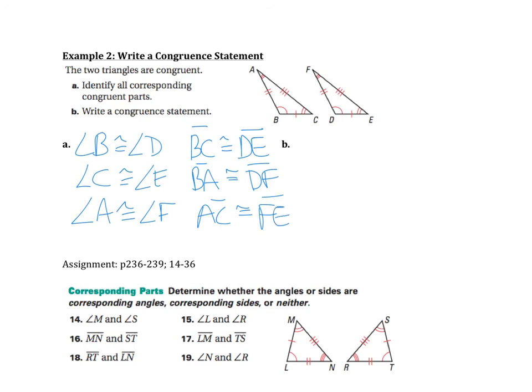To write the congruent statement, I'm going to just use my angles B, C, A, so I'm going to call it triangle BCA congruent to triangle DEF.